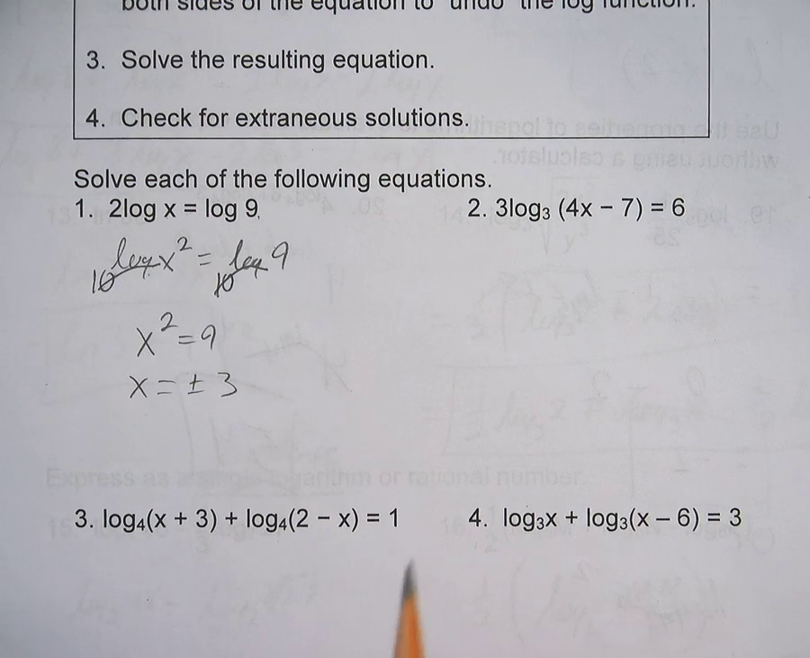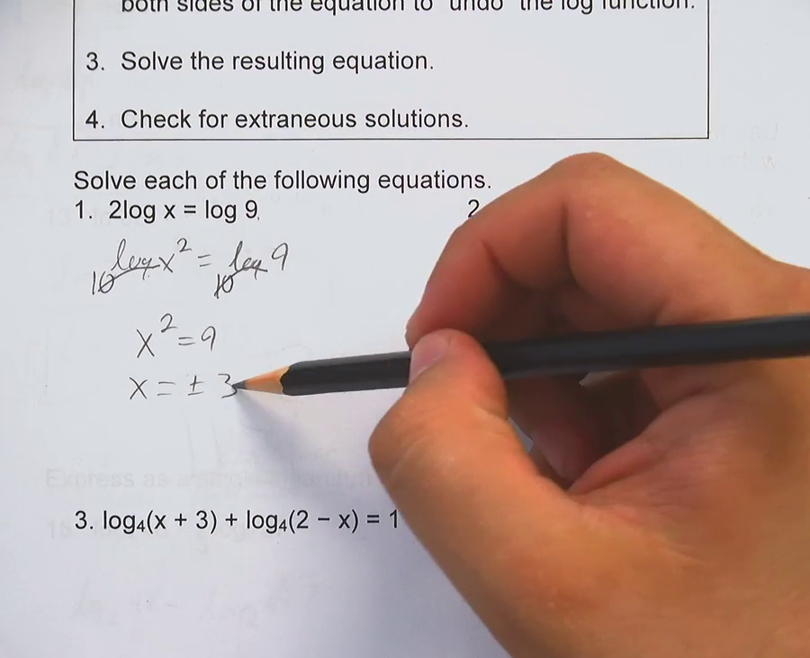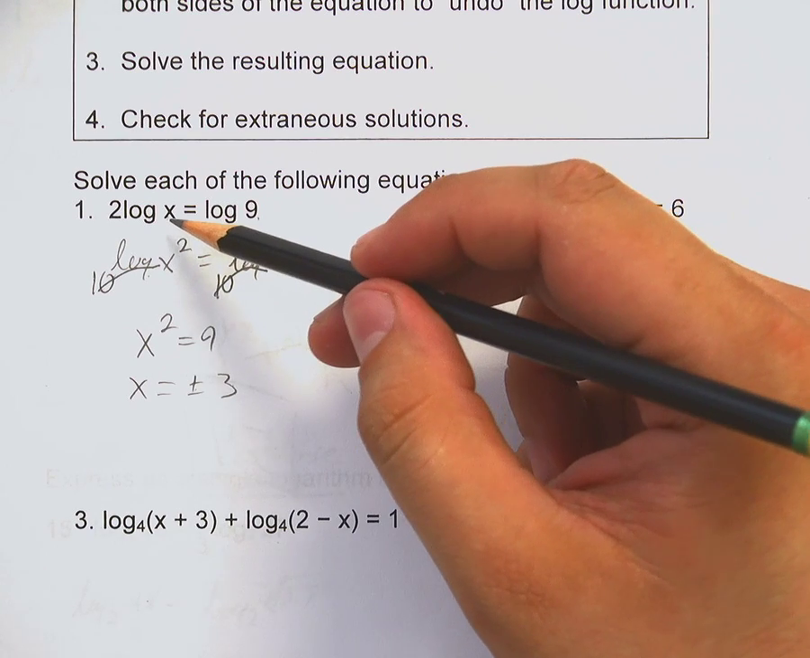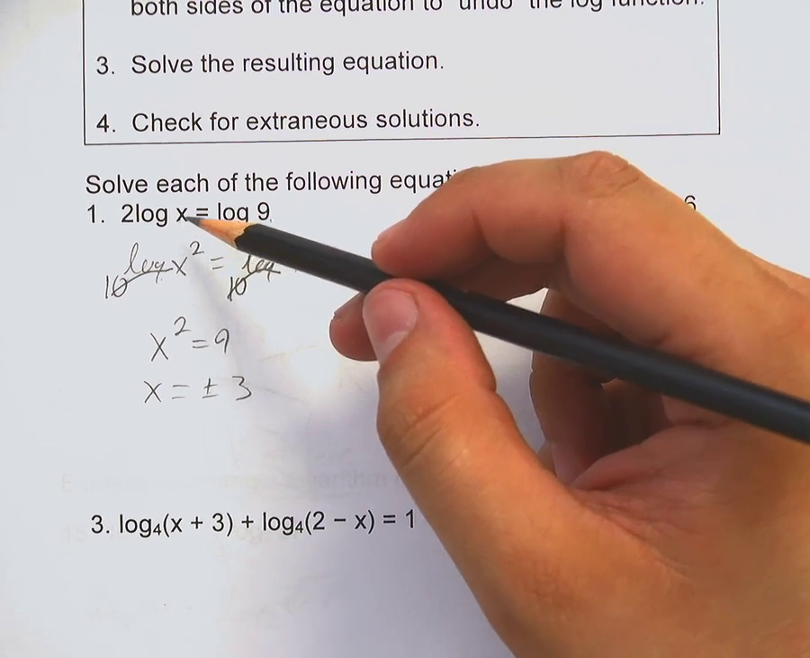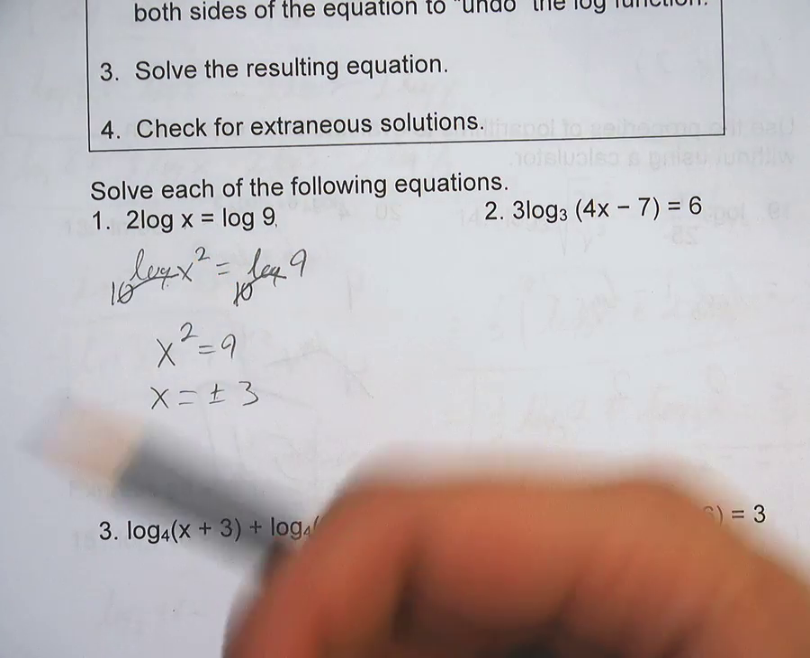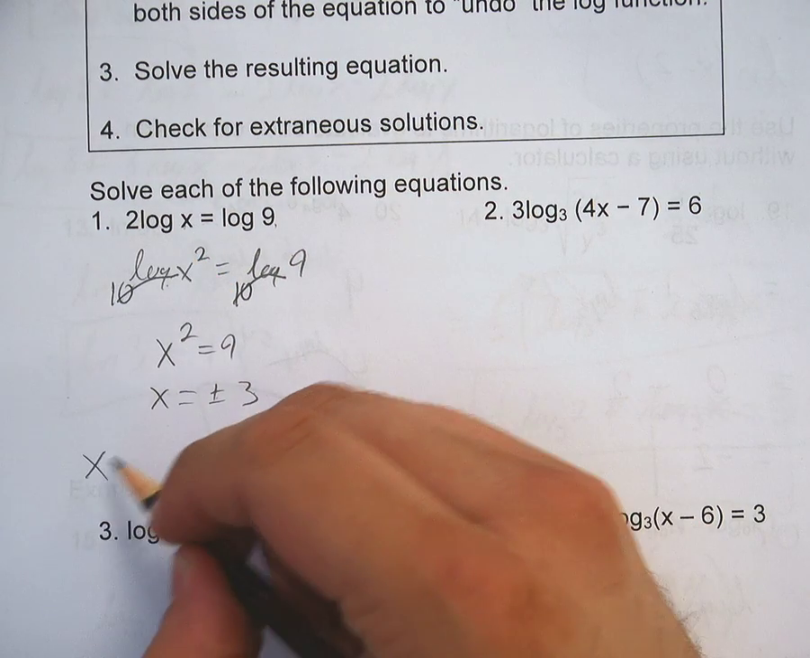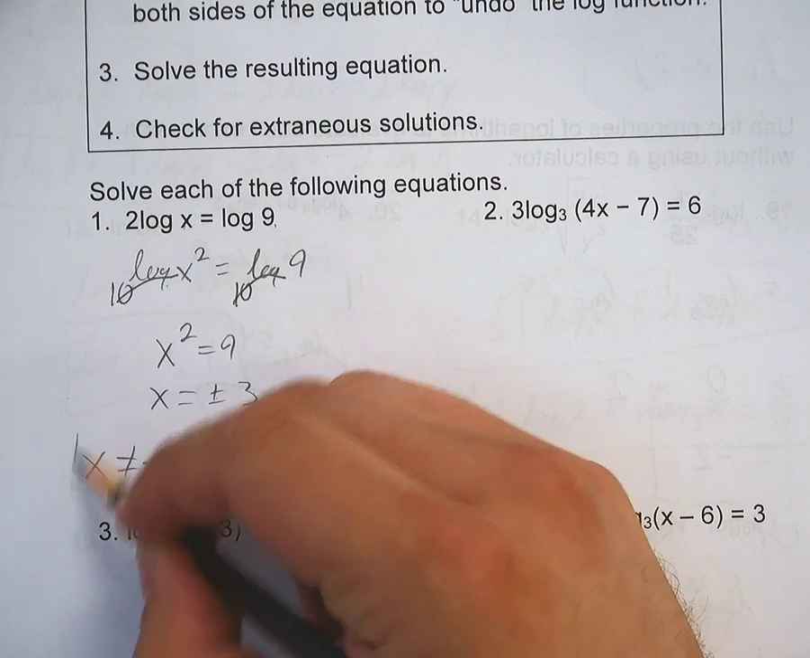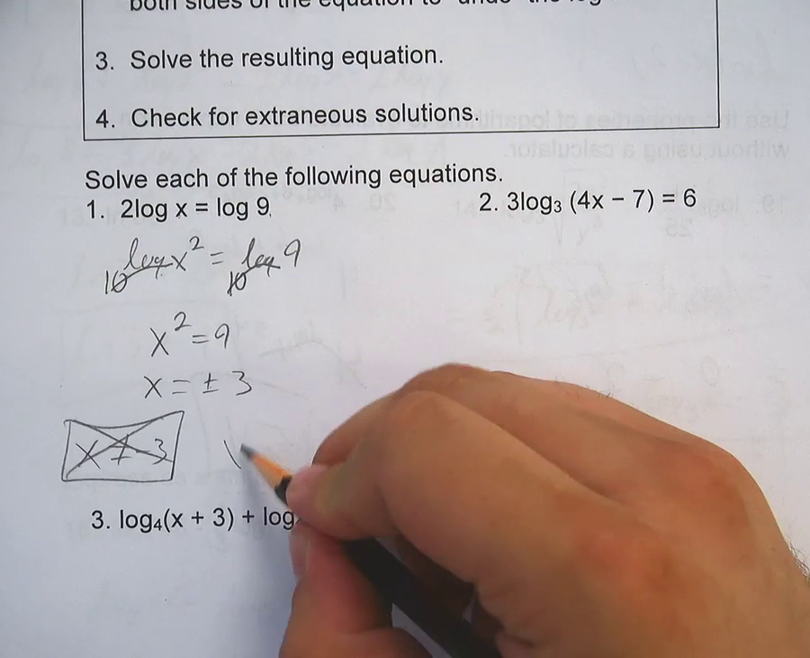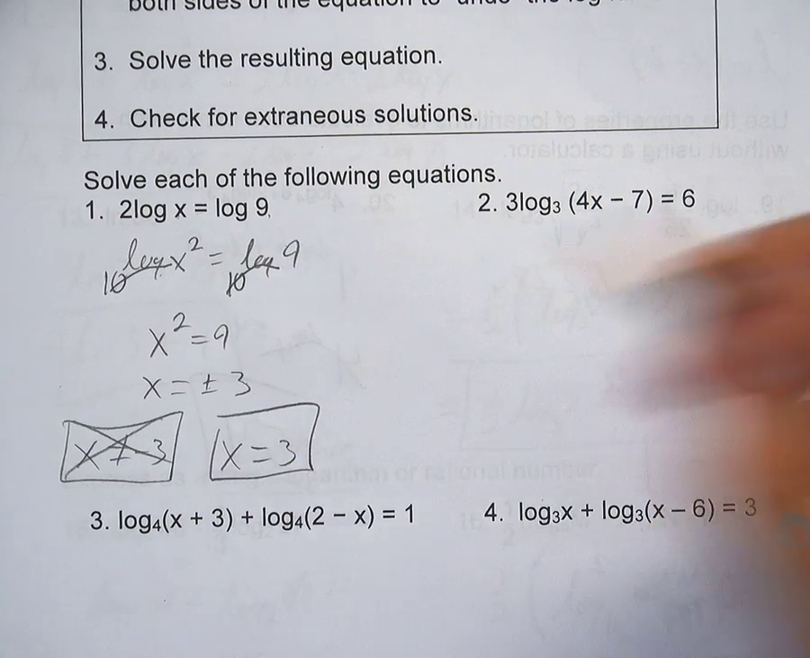But only one of those works. If you put a plus 3 in here, it's going to be okay. But if you put a negative 3 in here, no bueno. So remember, the domain for logs goes from 0 to infinity. It's all your positive numbers. So x cannot be negative 3. I'm going to leave that guy out of there and just say it is only 3.